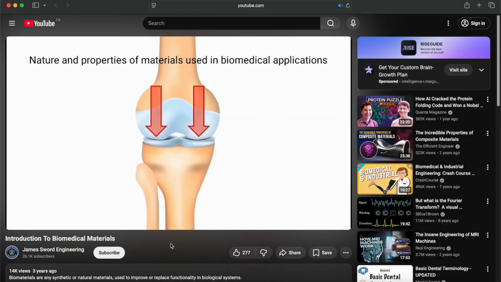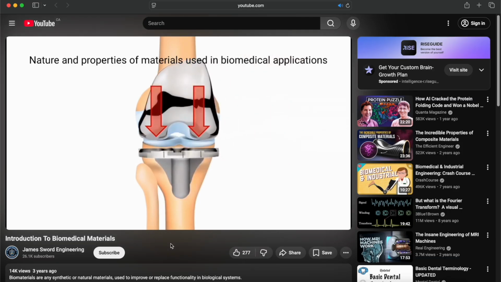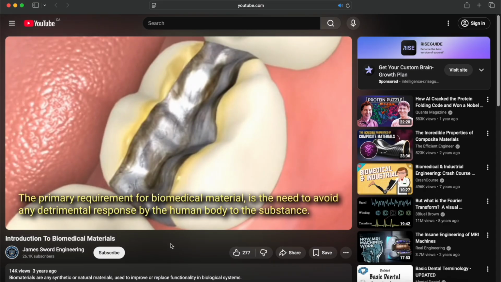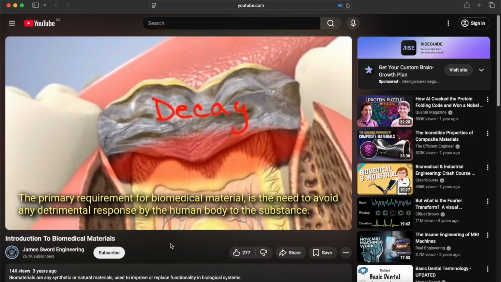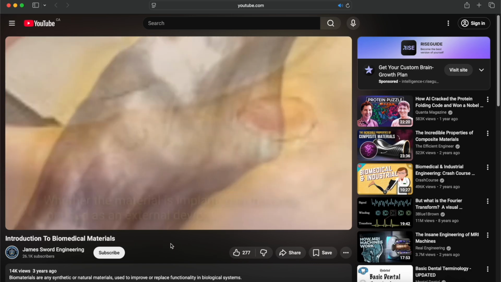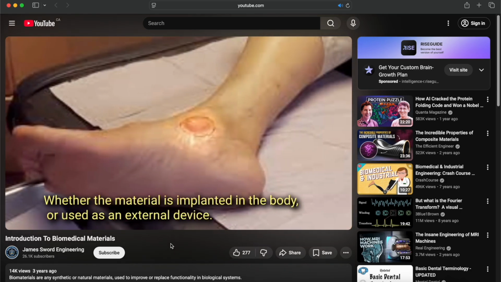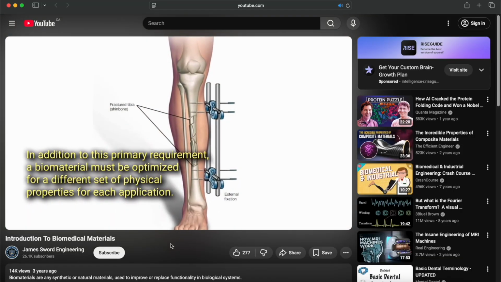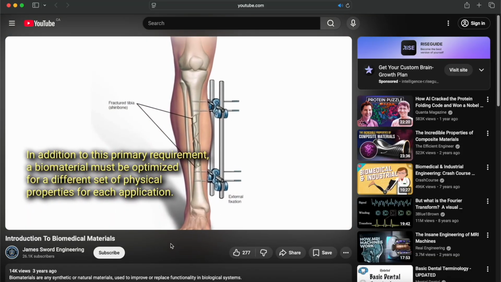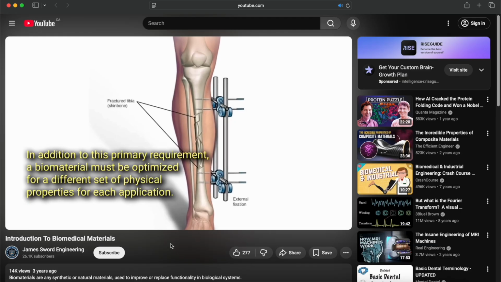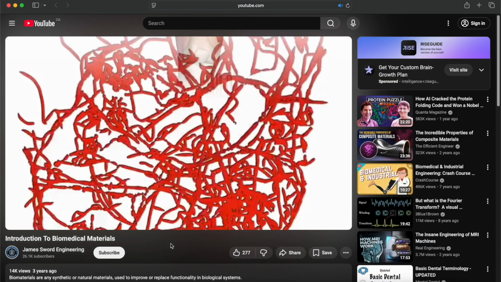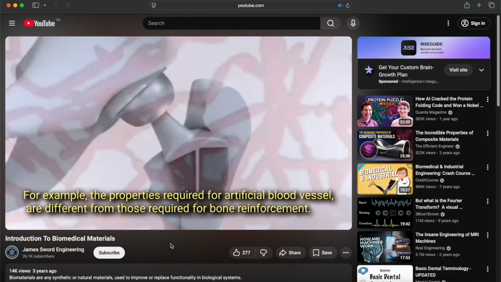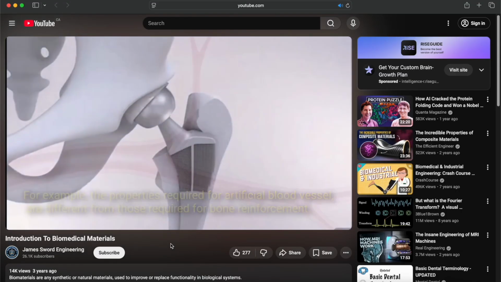Nature and properties of materials used in biomedical application. The primary requirement for biomedical material is the need to avoid any detrimental response by the human body to the substance, whether the material is implanted in the body or used as an external device. In addition to this primary requirement, a biomaterial must be optimized for a different set of physical properties for each application. For example, the properties required for artificial blood vessel are different from those required for bone reinforcement.